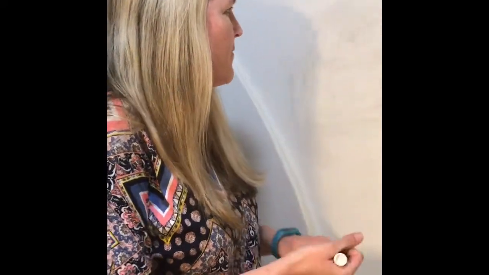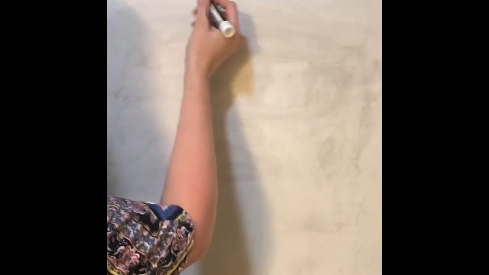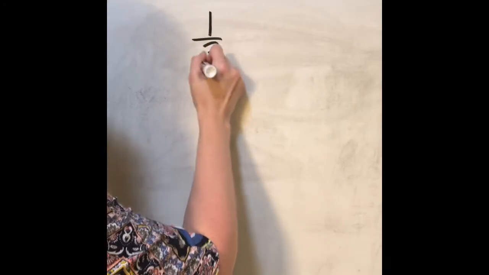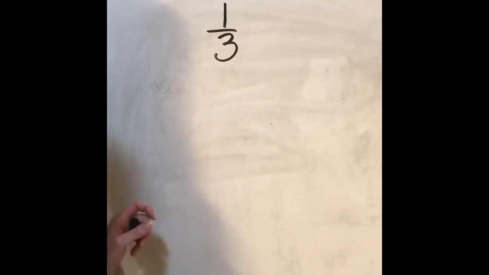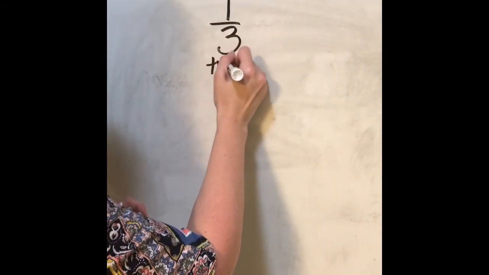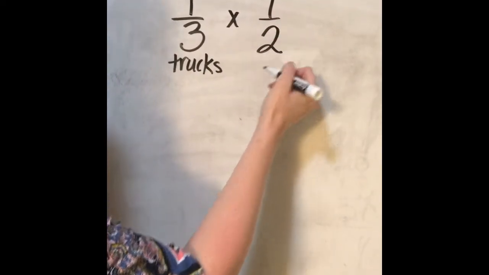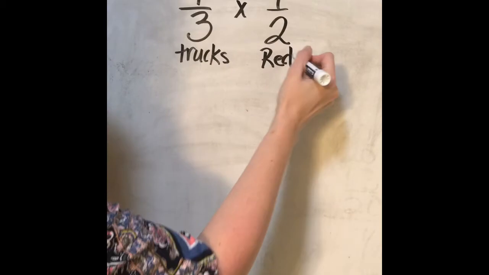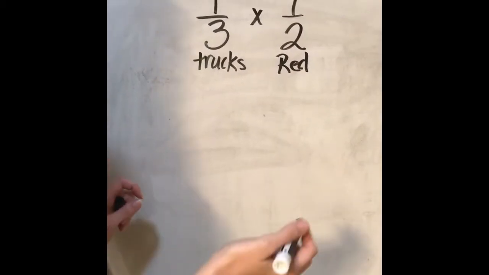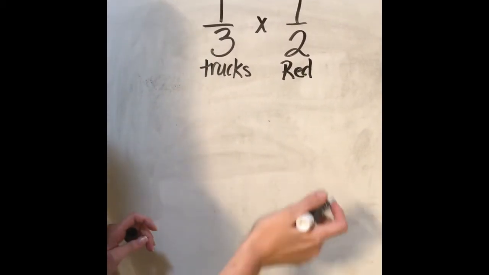Hi everyone. Today we're going to work on multiplying with fractions. So I'm going to start out with a problem. Let's say that in a parking lot, a third of the parking lot is filled with trucks. And then of those trucks, half of them are red. So what I want to know is what fraction of all the vehicles are red trucks.